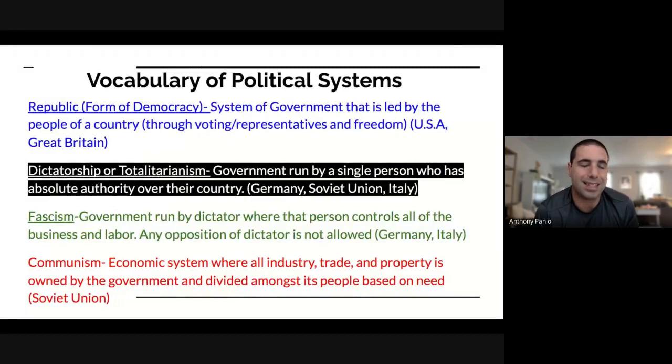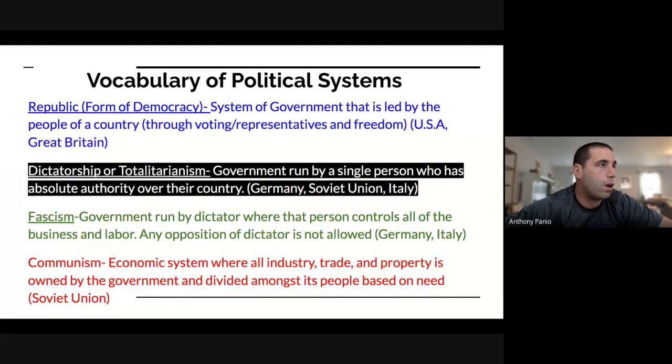The government makes decisions for everyone. So republic, democracies, there's a lot more freedom. Fascism and dictatorship, there's a lot more, what we say, control. Okay, so the government run by a dictator where that person controls all of the business and labor. Okay, any opposition of the dictator is not allowed.